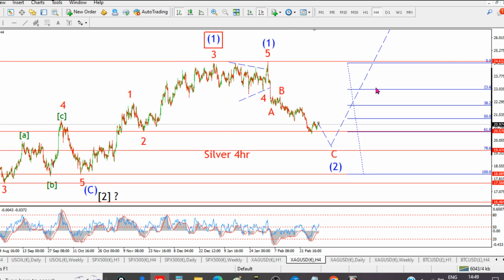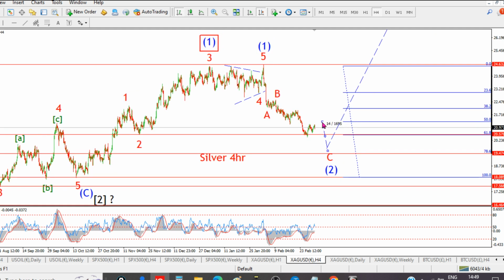This is silver. Still kind of tentatively looking towards that final low in wave C of 2, somewhere between $18 and $19. The final count for wave C of 2 is a little bit up in the air at the moment. Let's say the internal pattern just hasn't revealed itself just yet. That's probably the best way to put it.